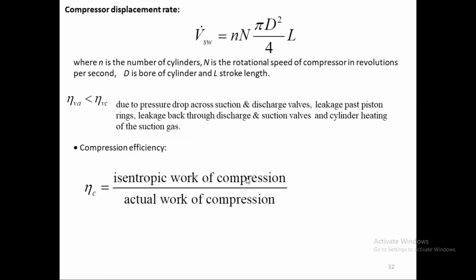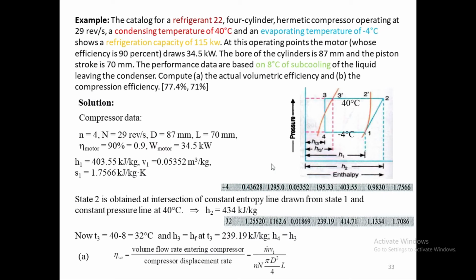Now I want to move on to look at one simple numerical on this. Here is that numerical. As you can see, the example reads: the catalog for a refrigerant 22, 4 cylinder. So 4 cylinder means the small n is 4 and the refrigerant is 22, so we have to use R-22 charts and tables. Hermetic compressor operating at 29 revolutions per second, so it's already given in revolutions per second. Condensing temperature of 40 degrees centigrade and evaporating temperature of minus 4 degrees centigrade.